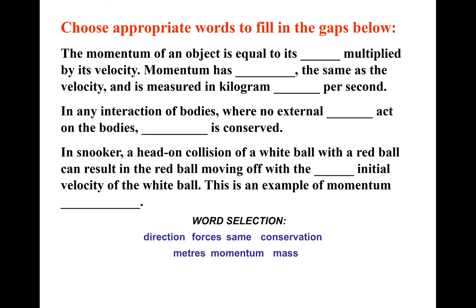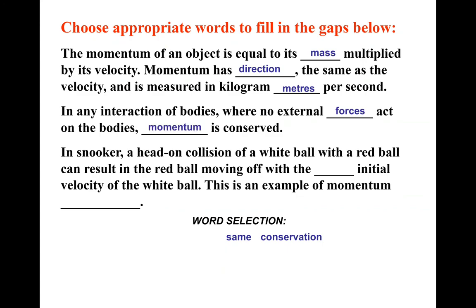So the momentum of an object is equal to its mass multiplied by its velocity. Momentum has direction, the same as the velocity, and is measured in kilogram meters per second. In any interaction of bodies where no external forces act on the bodies, momentum is conserved. In snooker, for example, a head-on collision of a white ball with a red ball can result in the red ball moving off with the same initial velocity of the white ball. This is an example of momentum conservation.